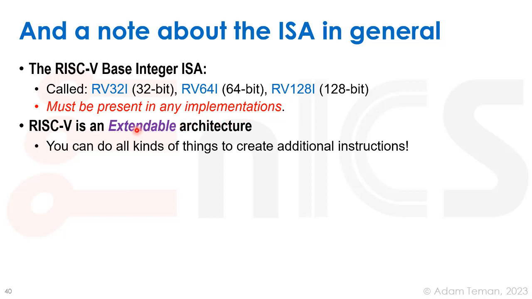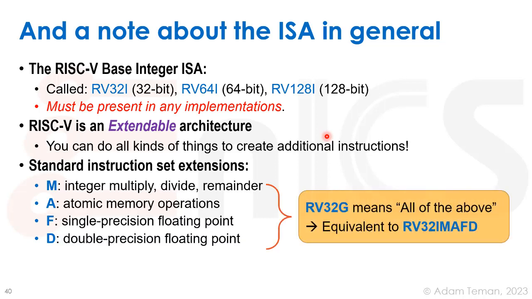But in addition to that, RISC-V was built from the bottom up as what is called an extendable architecture. And that means you can do all kinds of things to create additional instructions. And there's actually something called standard instructions, which are, for example, the M, A, F, and D, where M is integer multiply, divide, and remainder. A is atomic memory operations. F is single precision floating point. And D is double precision floating point. And if you just want to make an implementation that has M, A, F, and D, you can just write RV32G, and that means it has all of them, instead of concatenating all of these letters one after the other.